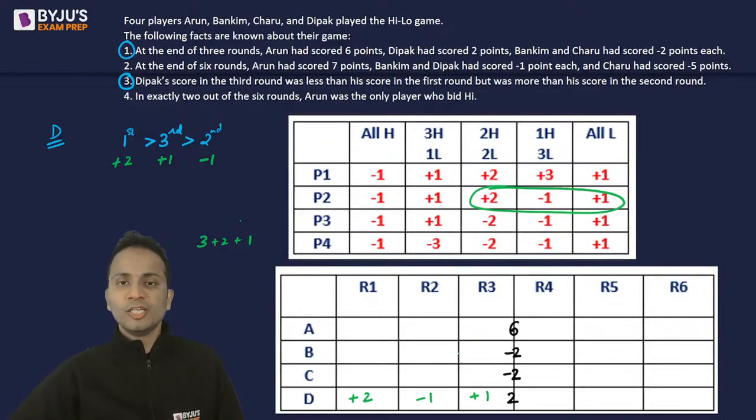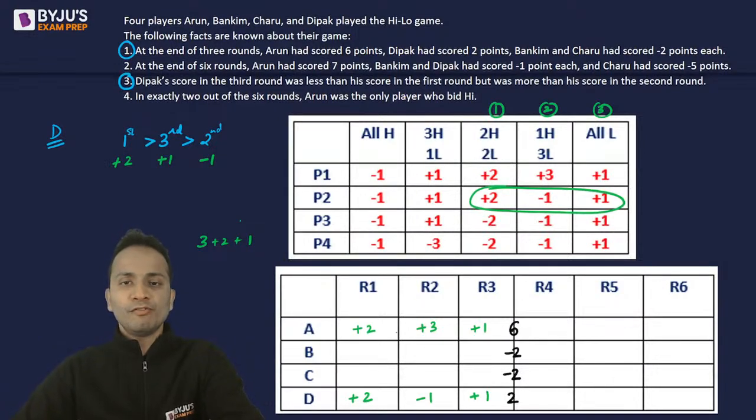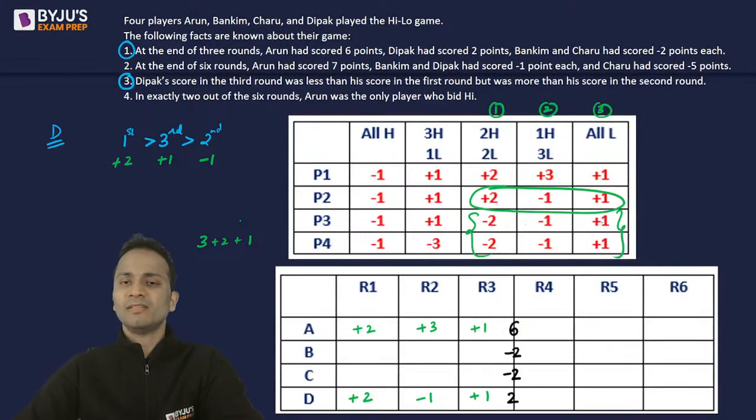All right, so I can say that this is for round number 1, -1 is for round number 2, and +1 is for round number 3. Now I can copy the scores of other players in the same order: round number 1, 2, and 3. So for Arun, round number 1, he will have +2. Round number 2, he will have +3 and then +1. All right, +2, +3, and +1. I hope I'm clear. Then for the other two remaining players, these are the scores for B and C, and the scores are the same.